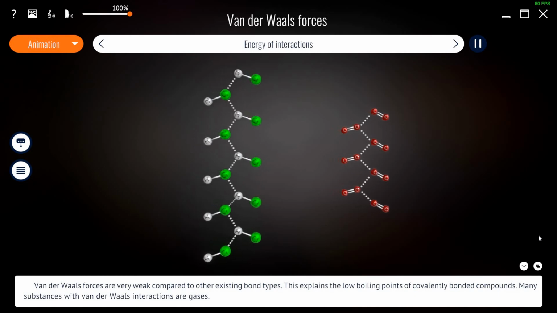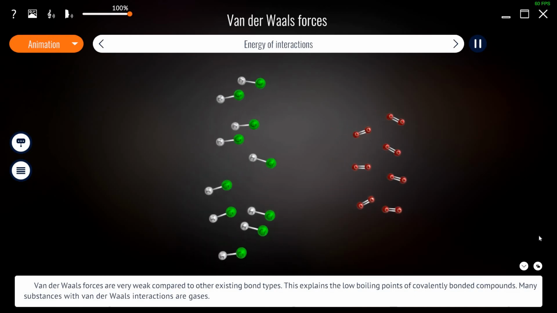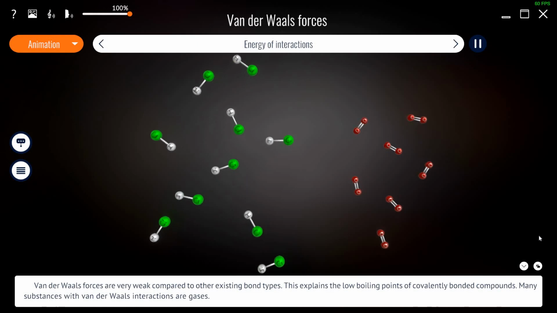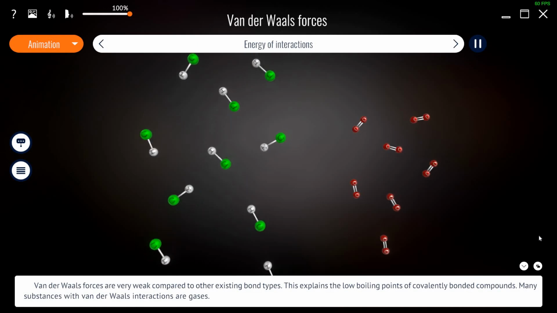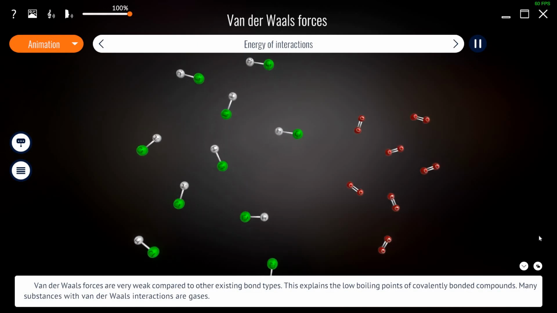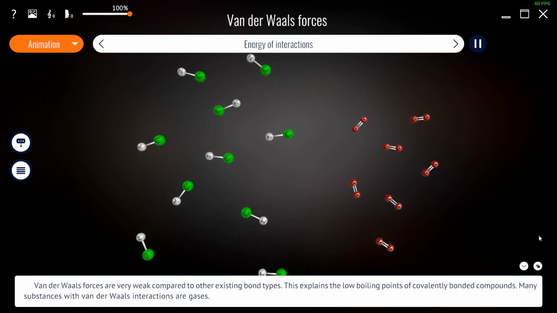Van der Waals forces are very weak compared to other existing bond types. This explains the low boiling points of covalently bonded compounds. Many substances with van der Waals interactions are gases.